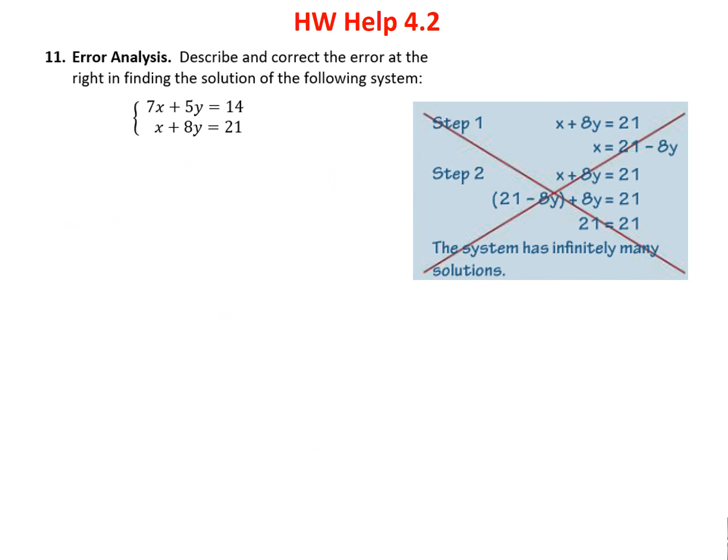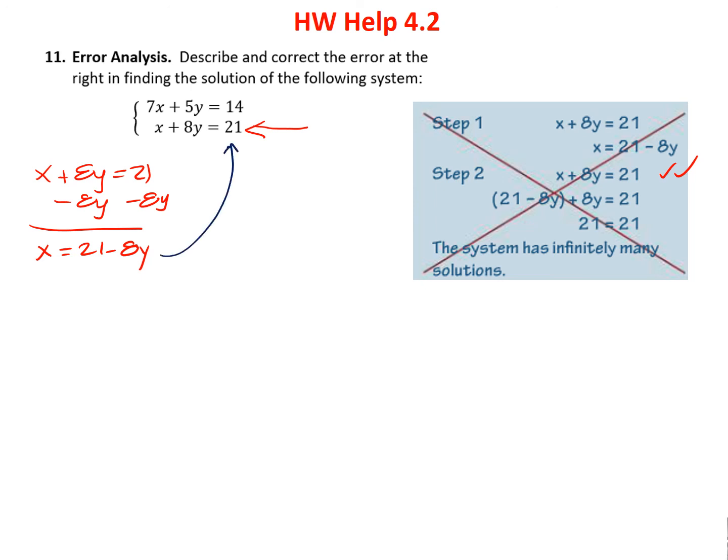Problem 11 is interesting because what the student did is they took this equation here and solved it for x. So they took x plus 8y equals 21, and they solved it for x, subtracting 8y from both sides, and they got x equals 21 minus 8y, and that's absolutely correct. Okay, so this is okay. But here's where they made a mistake. Because they were using this equation, they took this and put it back into the same equation they took it from. You don't do that. What you're supposed to do is take it and put it in the other equation.